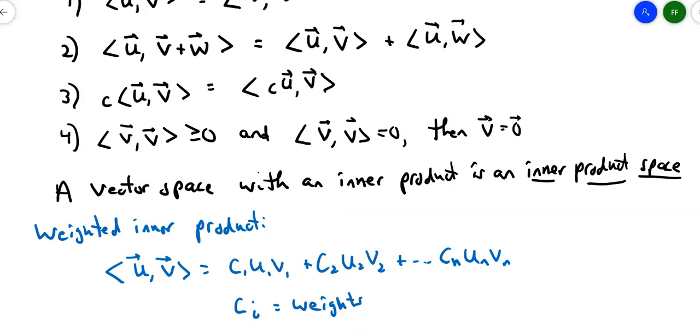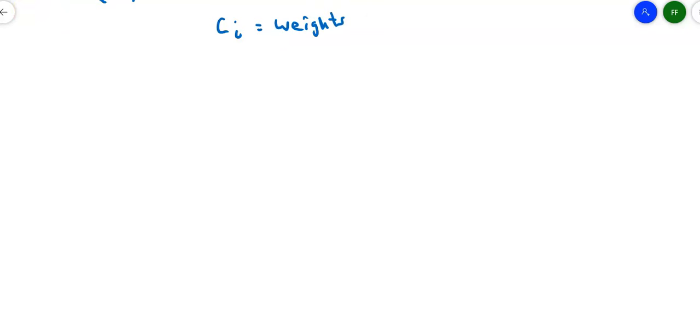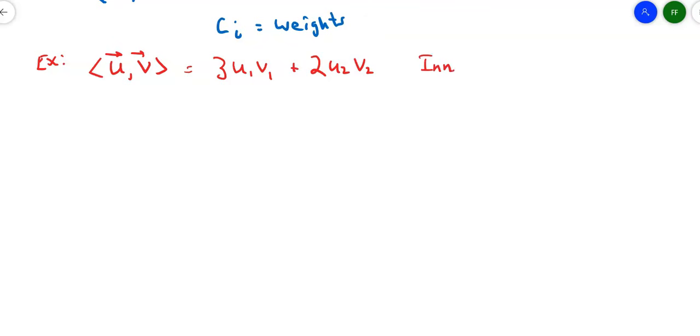So let's give an example here to determine whether something is an inner product. Let's look at the inner product of u and v defined this way: 3 u1 v1 plus 2 u2 v2. My question is, is it an inner product? Does it follow those rules?